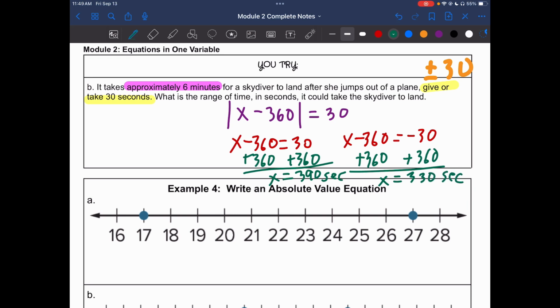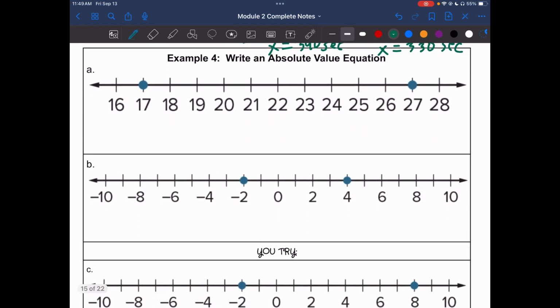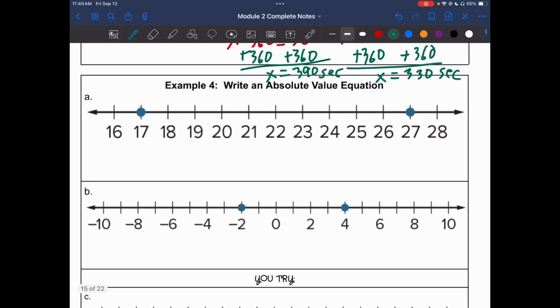All right, now we're going to move on to the last section, which is writing an absolute value equation. For these, we're given a number line, and we want to find what is an equation that could give us these two possible points. What we do first is find our midpoint between our two values. In this case, we have 17 to 27, so our midpoint is 22. That's going to be what we put on the inside of our absolute value, x minus 22.